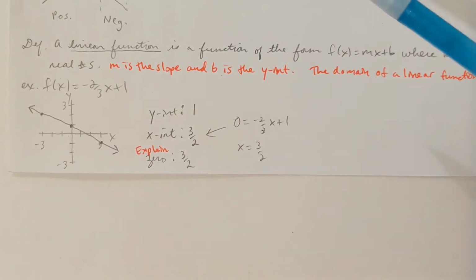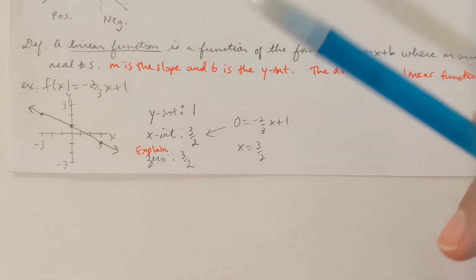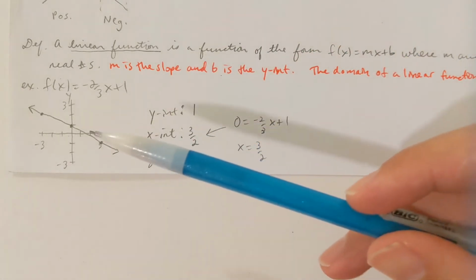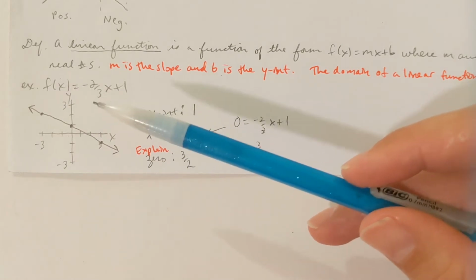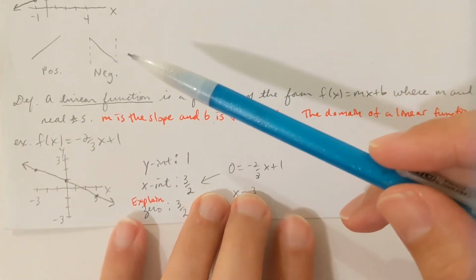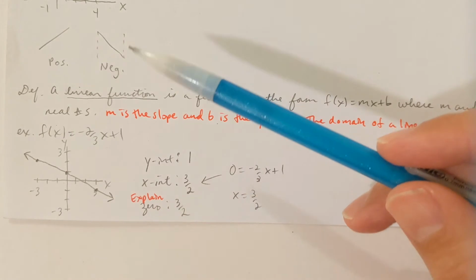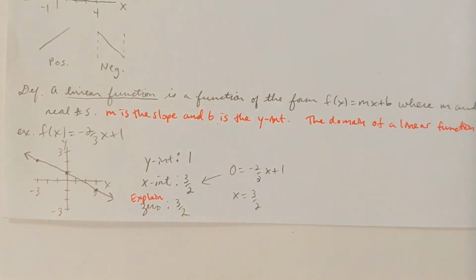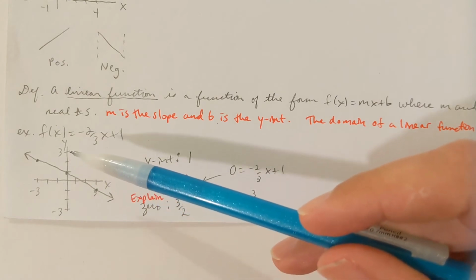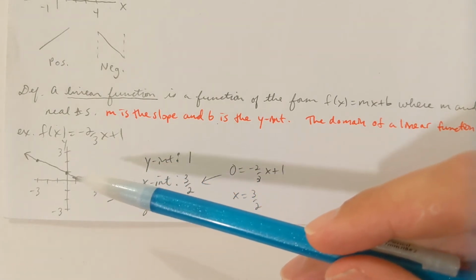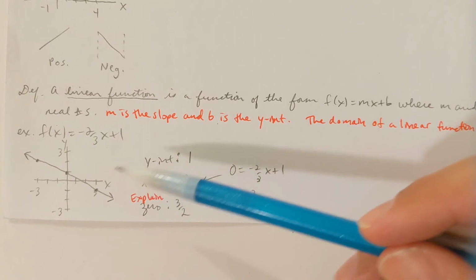So for example, suppose that we have the function f of x equals negative 2/3 x plus 1. Okay, the first thing that I notice is the y-intercept is at (0, 1), and the slope is negative 2/3. I know I'm going to be drawing a line slanted in the negative direction. The slope is negative 2/3, so I need to go up 2 and to the right 3, or down 2 and to the left 3.